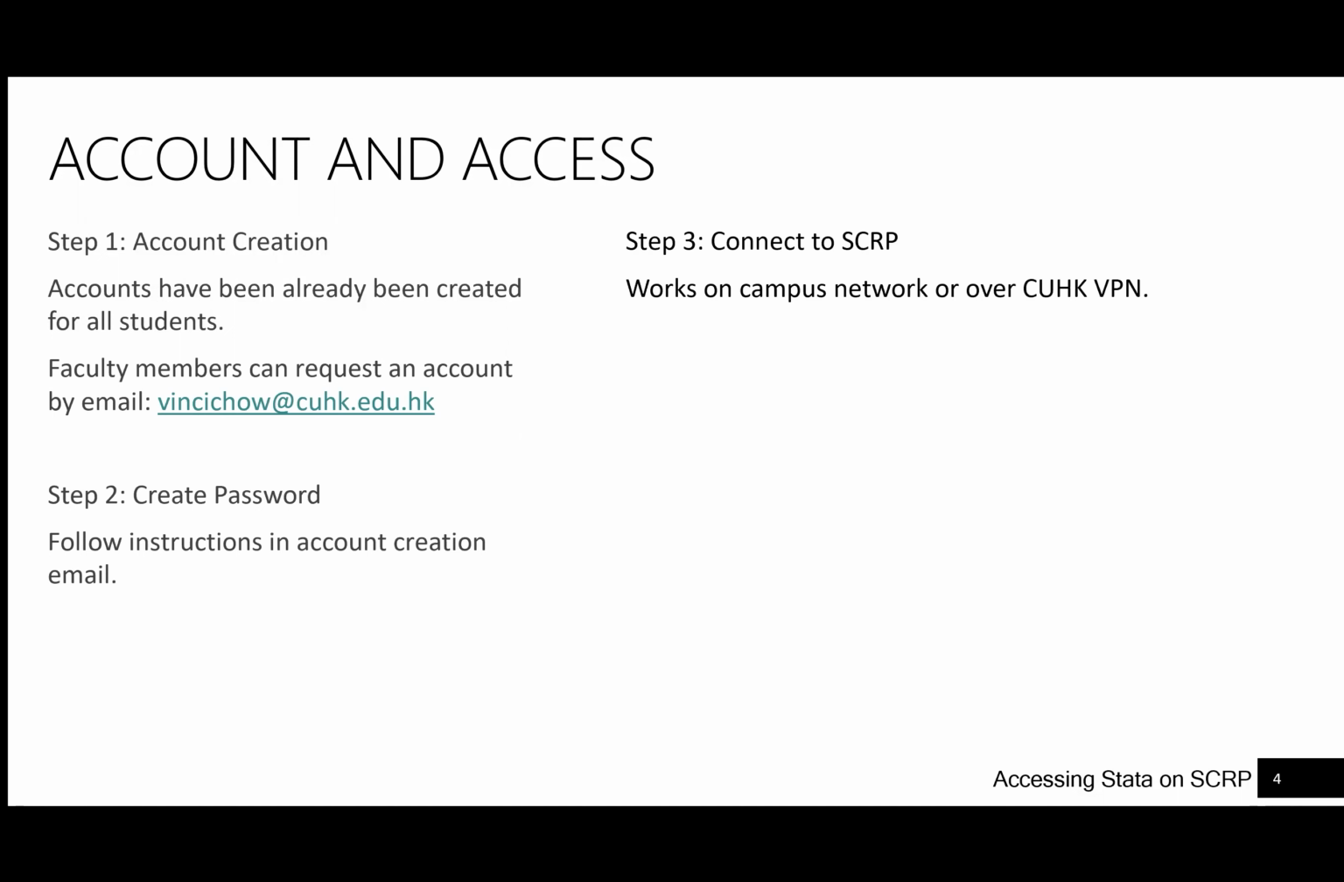Finally, you have to connect to the cluster. And there are 3 ways to do that. Whatever way you use, you have to be either on campus or you have to connect to the campus VPN. So that means that if you're using a computer that is physically attached to the network, that's okay. If you're on campus using Wi-Fi, that's okay. And if you're not on campus, then you have to use VPN.